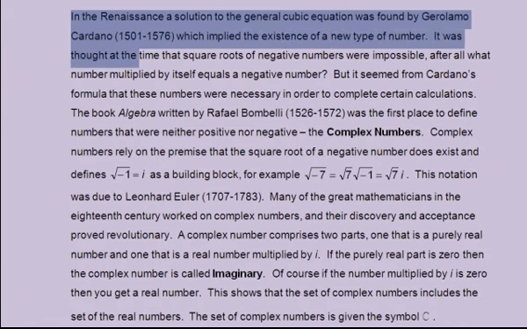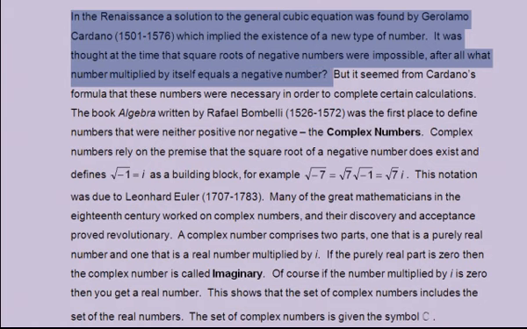It was thought at the time that square roots of negative numbers were impossible. After all, what number multiplied by itself equals a negative number? But it seemed from Cardano's formula that these numbers were necessary in order to complete certain calculations.